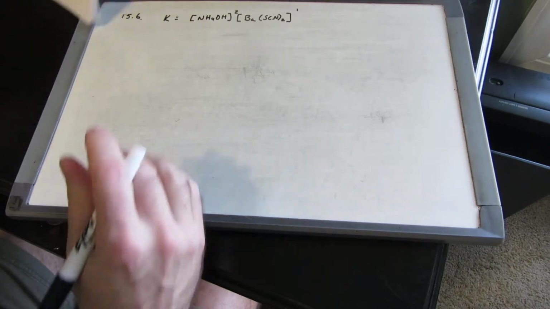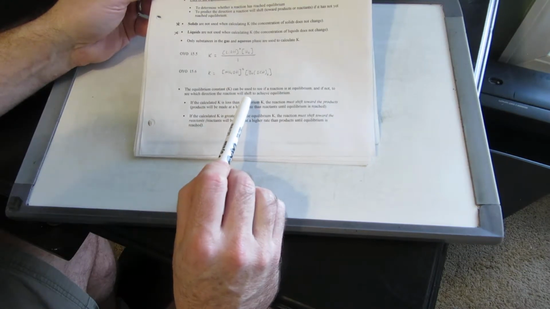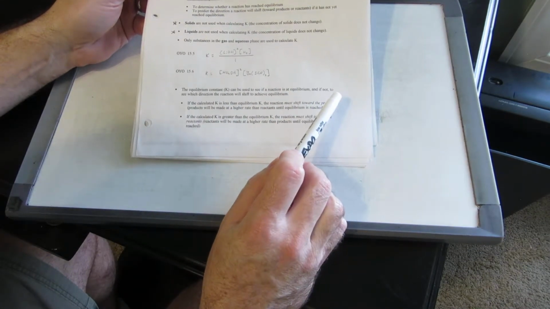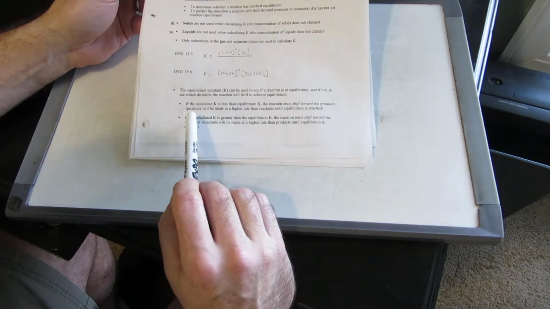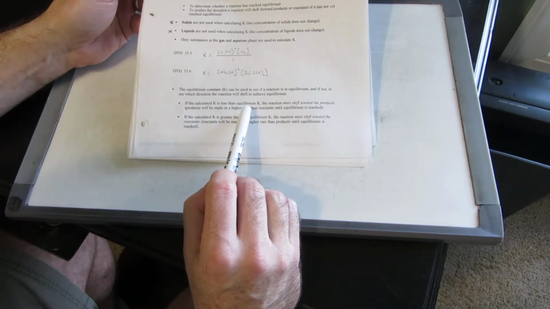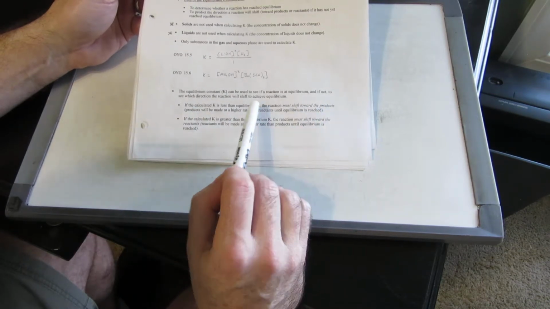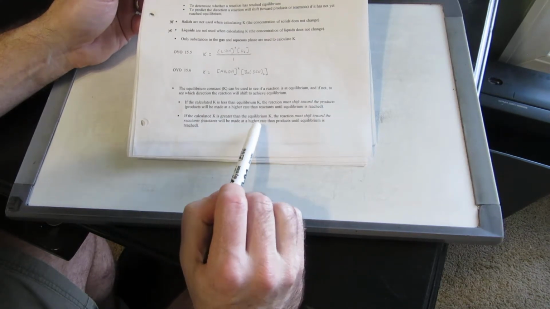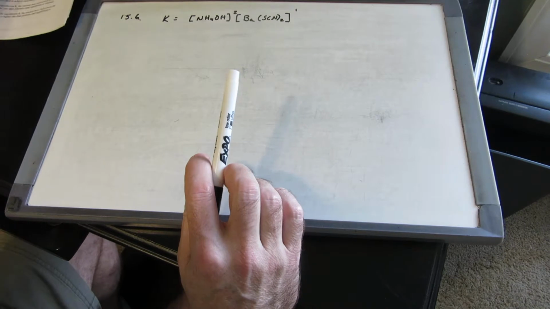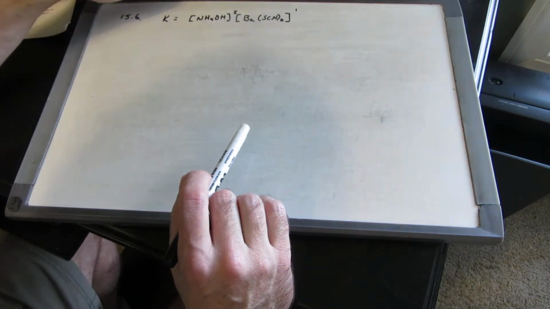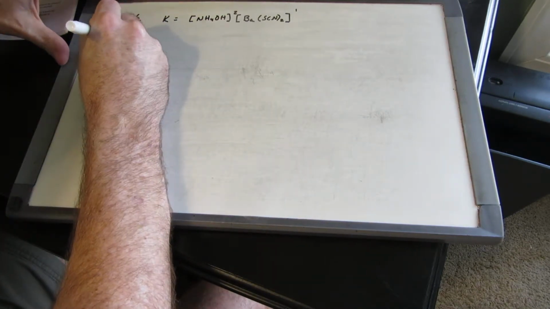Now going back to your notes, we're at the bottom of page 2. It says the equilibrium constant K can be used to see if a reaction is at equilibrium, and if not, to see which direction the reaction will shift to achieve equilibrium. If the calculated K is less than the equilibrium K, the reaction must shift towards the products. So you're going to want to highlight that. And if the calculated K is greater than equilibrium K, the reaction must shift toward the reactants. So let's take a look at an on your own problem to show how you would deal with that kind of problem.